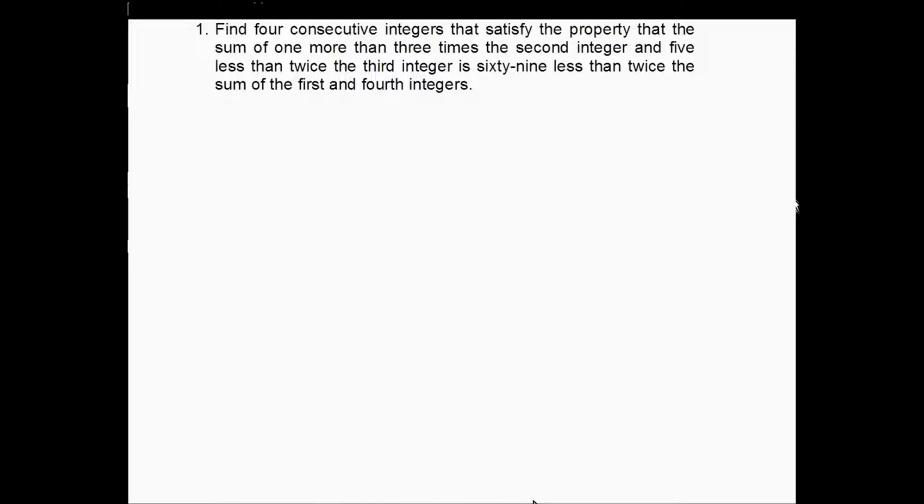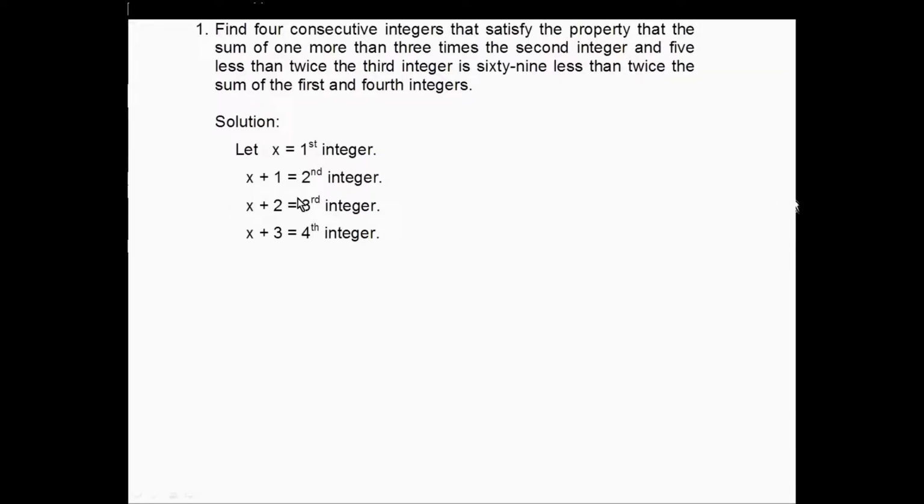So I want 4 consecutive integers that satisfy the property that the sum of 1 more than 3 times the second integer and 5 less than twice the third integer is 69 less than twice the sum of the first and fourth integers. Now again, the first time we read the problem, I just want to see, does it contain the word even or odd? Find 4 consecutive integers. It doesn't say even or odd. So I'm going to add 1 every time. For our solution, x will be the first integer. Then add 1. x plus 1 is the second integer, x plus 2 is the third integer, and x plus 3 is the fourth integer. Just add 1 every time.